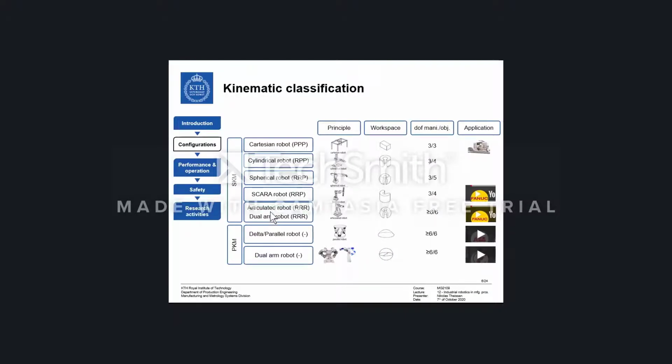So, the articulated robots are the last of the classification of serial kinematic mechanisms, and then there are delta robots or parallel robots. A delta robot is essentially a kind of parallel robot, and the one that you see in the depiction here is usually called a Stewart-Gough platform. Let's have a look at the application video of those.